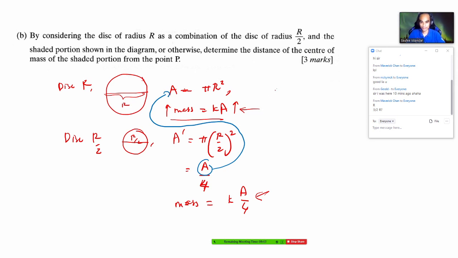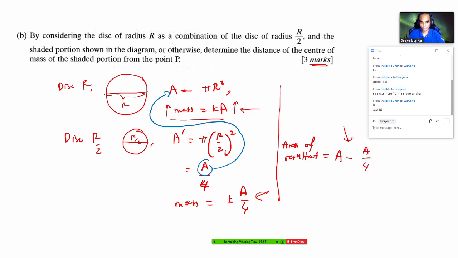Okay, so mass. We're talking about the mass now. Equals kA divided by 4. So you see the first one, the big one is k times A, and the small mass is k times A over 4. So area now, this is handy because we have 3 marks like you see here. The area of the resultant, I mean when you subtract, is equal to A minus A over 4.